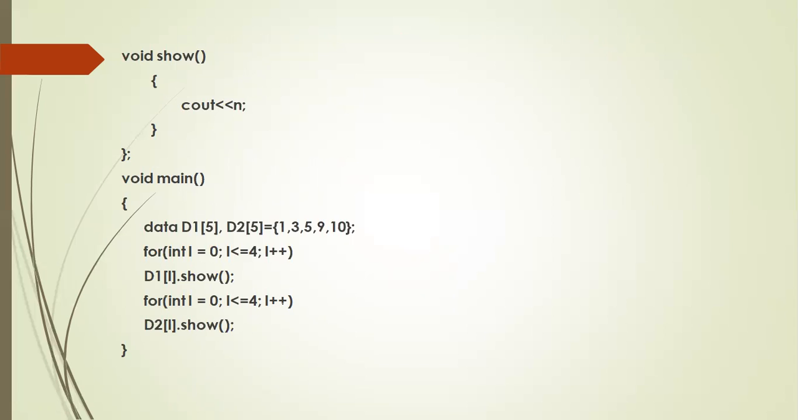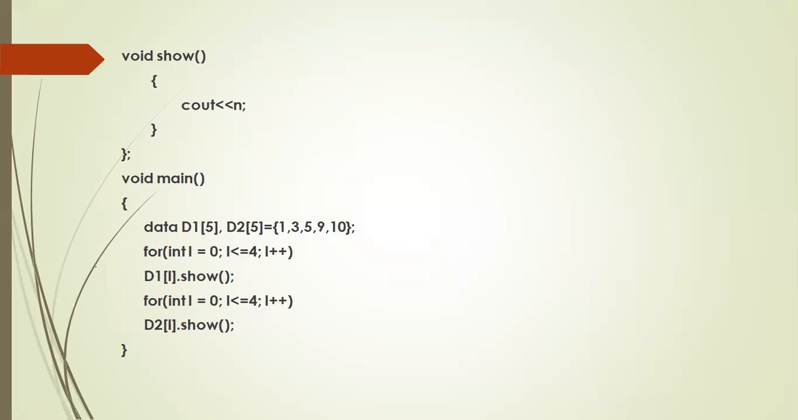What is printed? For all the 5 objects of D1, the member data n is 0. So it becomes 0, 0, 0, 0. Whereas when you call the same for i equal to 0, i less than or equal to 4, i plus plus, you call the show function with D2 of i. Now for D2 of i, what happens is it becomes 1, 3, 5, 9, 10.